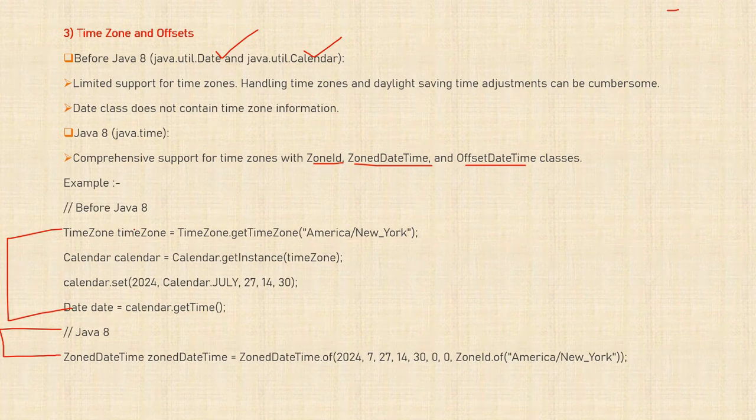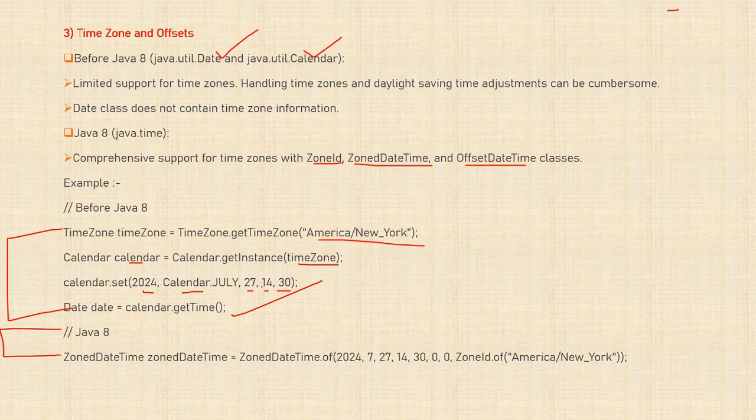So before Java 8, how can we do time zones? You have to create an instance of the time zone. We have to provide the time zone to Calendar.getInstance, and we get one instance of Calendar. Then with calendar.set, we have to set the year, month, and so on, and at last we call getTime. So here you will get the date and time.